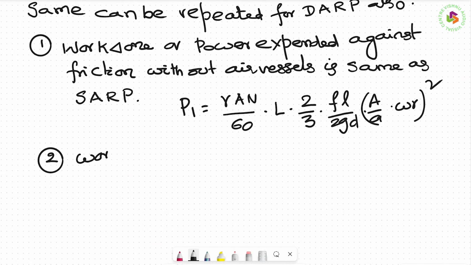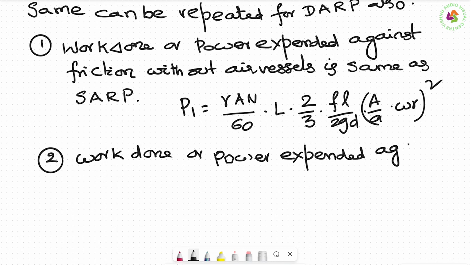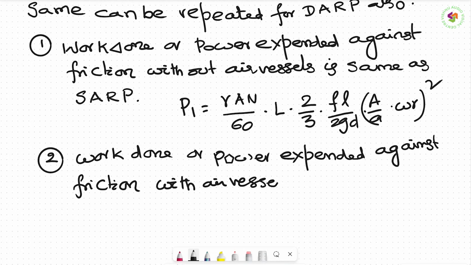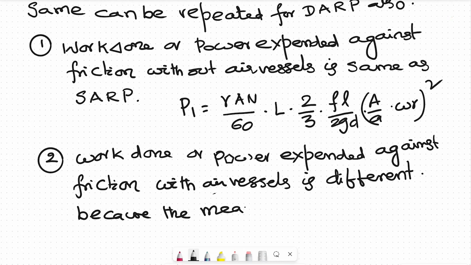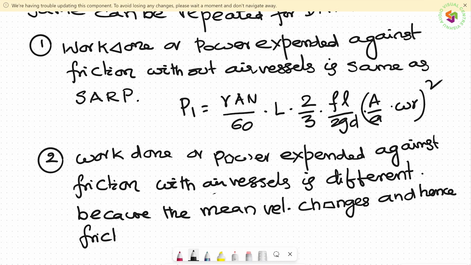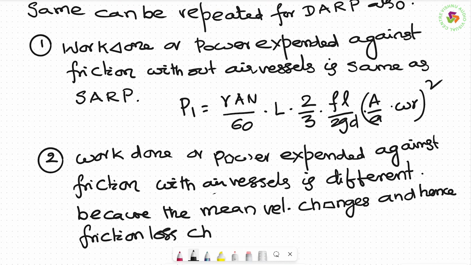Whereas the work done or power expended against friction with air vessels is different, because the mean velocity changes and hence the friction loss changes.